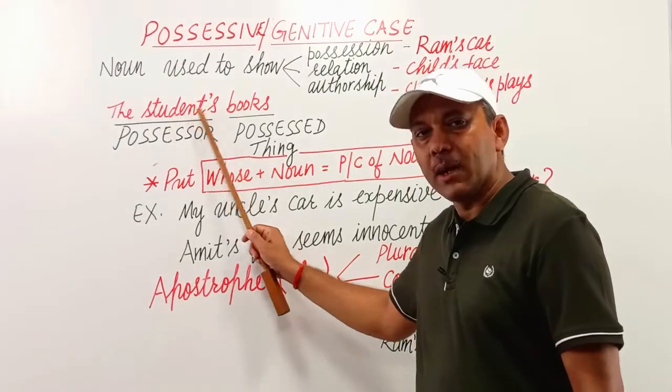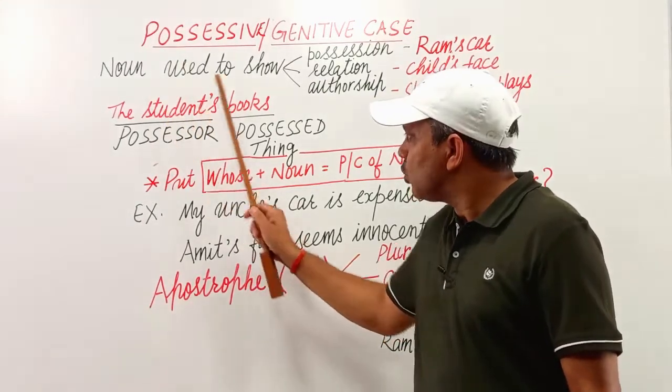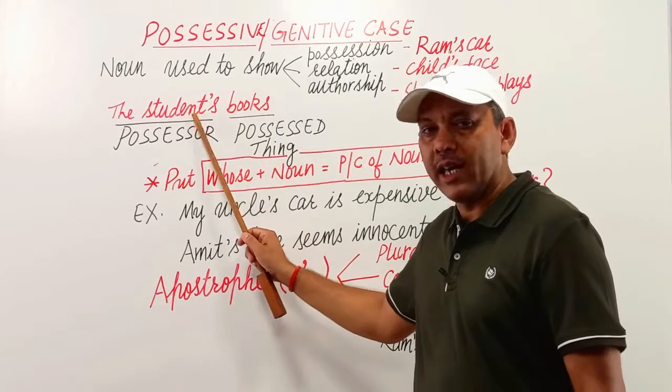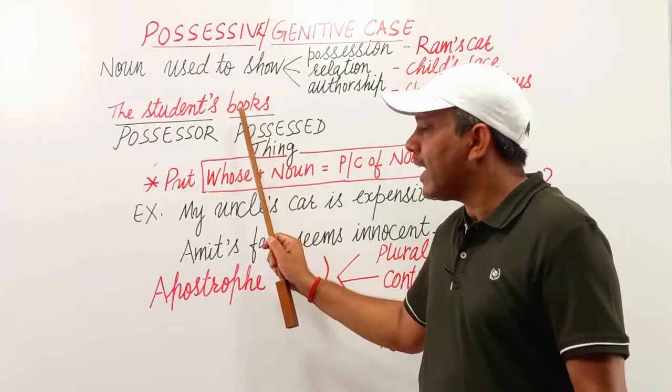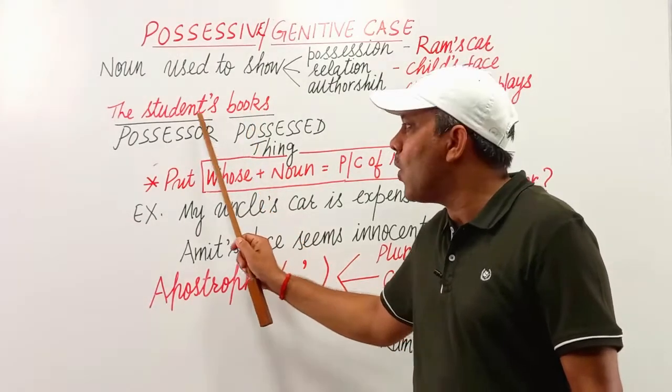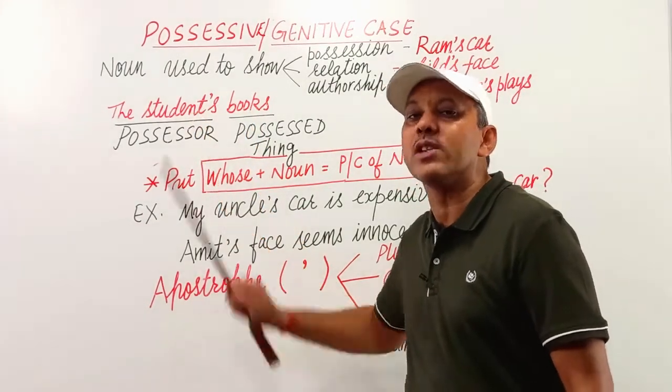इसमें दो नाउन है, डबल नाउन. एक नाउन दूसरे नाउन का ओनर होता है. ये स्टूडेंट इन बुक्स का ओनर है. ये बुक्स ऐसी थिंग्स हैं which are owned and possessed by the student.